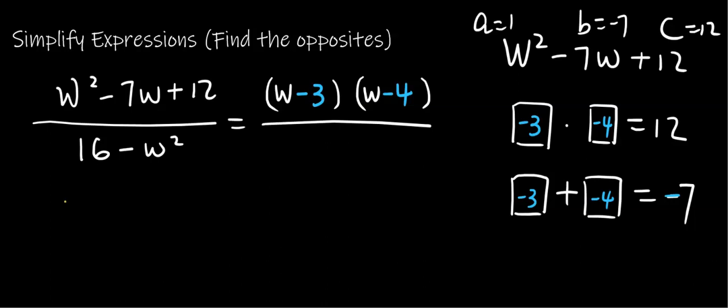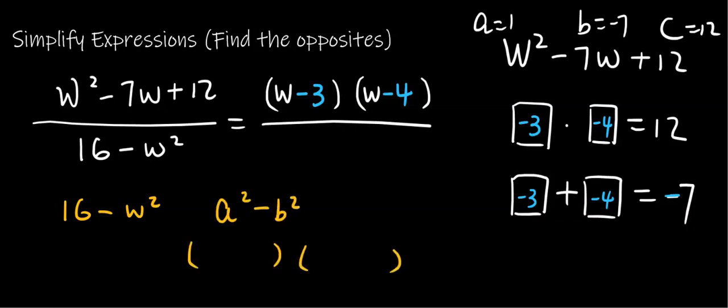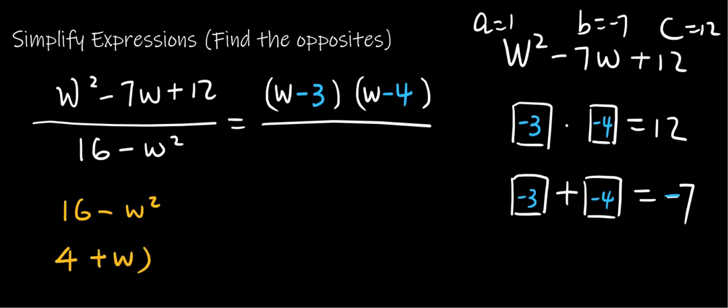Okay, let us look at 16 minus w squared. I'm going to change the color. Did you remember this rule? Two numbers, a squared minus b squared, I can rewrite as a sum and a difference. They become a plus b and a minus b. That is the sum and the difference rule. So by the sum and the difference rule, I can rewrite this as 4 plus w times 4 minus w.